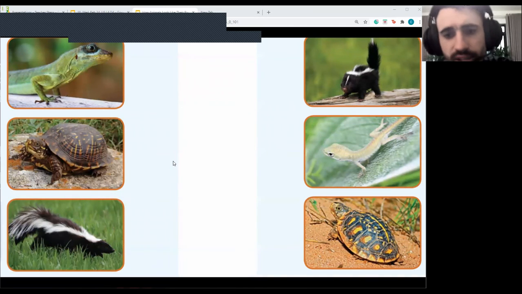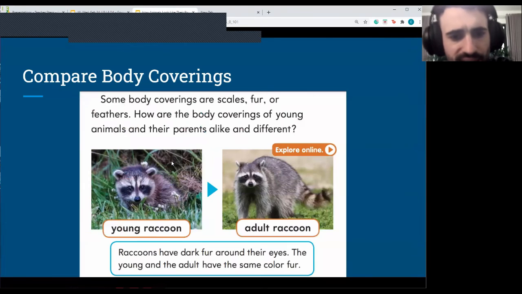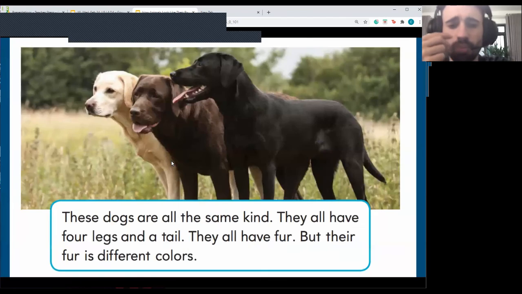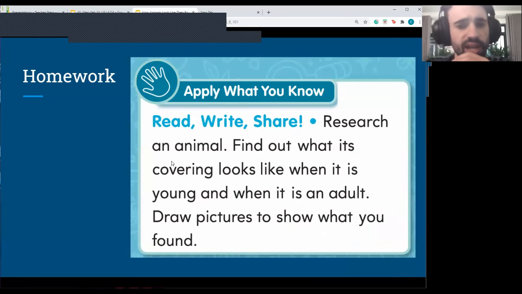Okay. So these are body coverings. I'm going to do a quick review. We only have like 1 minute left, but remember, body coverings are what cover an animal. It could be skin. We have skin, scales, fur, feathers, and there's more. But you guys are going to do something for homework, okay? Let me go over your homework.